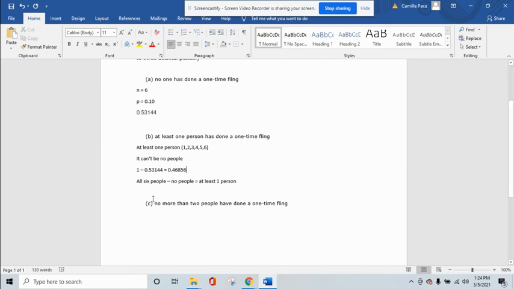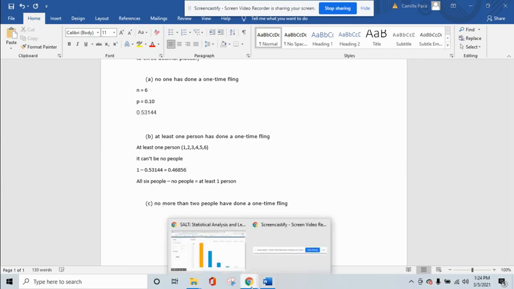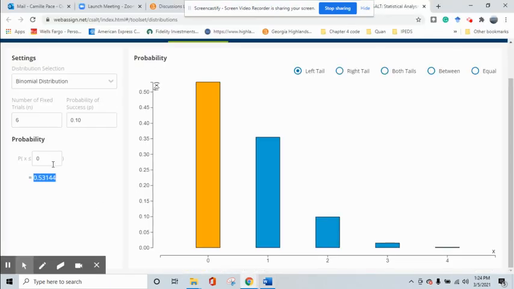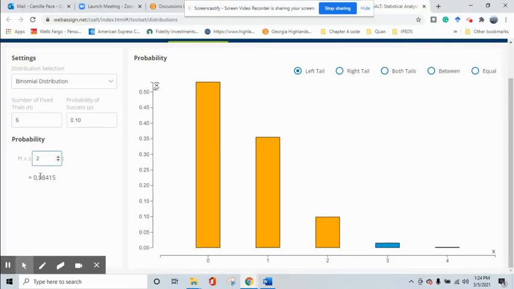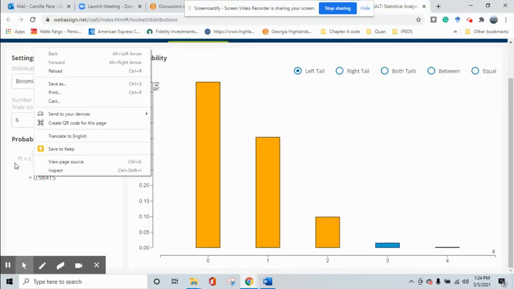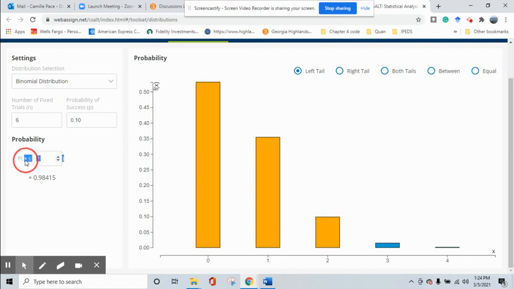Okay, so now the final one asks, no more than 2 people have done a one-time fling. I can use SALT for this and I don't have to do anything else. I want the probability that X is less than or equal to 2, because remember, it wants the probability that no more than 2 people have done it. So there's my answer. All I did was the probability of X less than or equal to 2.